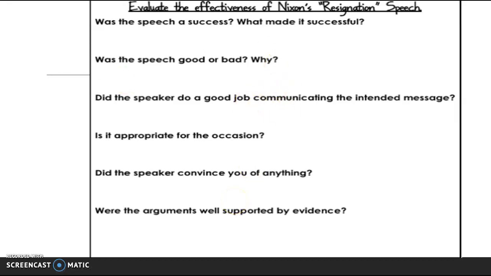So again, these last three slides, these are not papers that you have to print out and answer and turn in. This is just a way for you to do some self-reflection, some mental checks with yourself, because we weren't able to cover this speech together in class. So these are questions and things we would have been talking about in our class time together. I just wanted to send this out to you, give you something to consider after you read or watch Nixon's resignation speech.